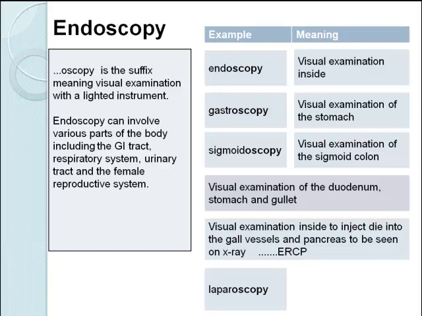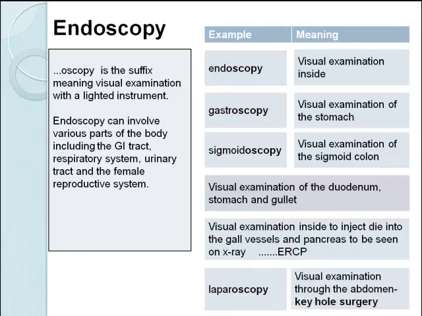And lastly on this list, a laparoscopy. Well, oscopy is visual examination, and lapar we had earlier meaning abdomen. So we know that laparoscopy is a visual examination through the abdomen, otherwise known as keyhole surgery. So all the above are examples of endoscopies. They are looking inside, and you can look in just about any bit of the body with an endoscope. You can do an arthroscopy, so a visual examination of the joints. You can look at the respiratory tract, a bronchoscopy, looking at the bronchial tubes. You can look at the female reproductive organs. You can have what's called a hysteroscopy.